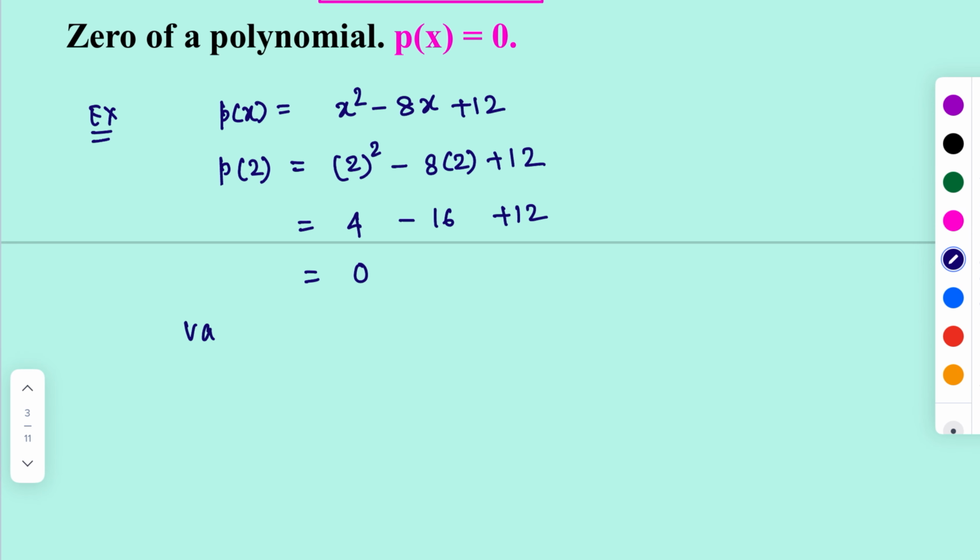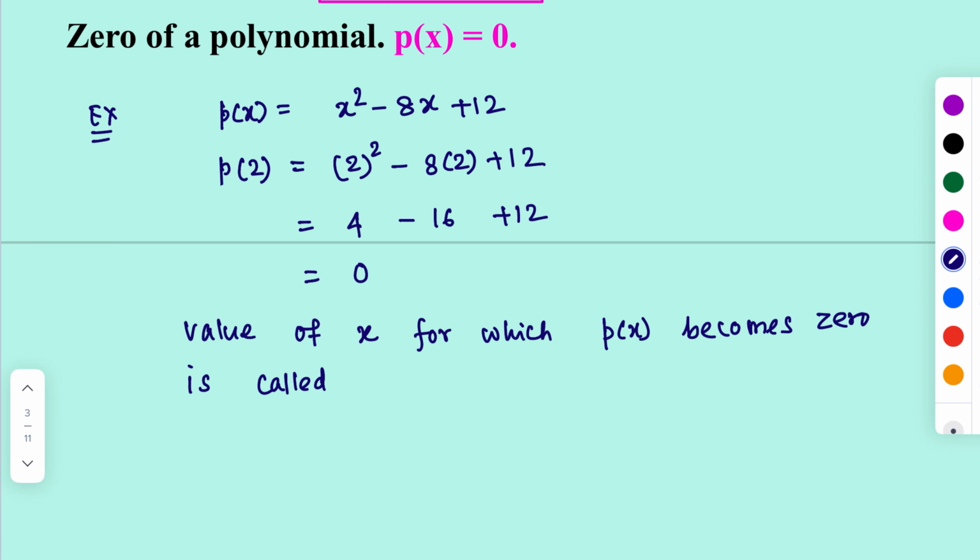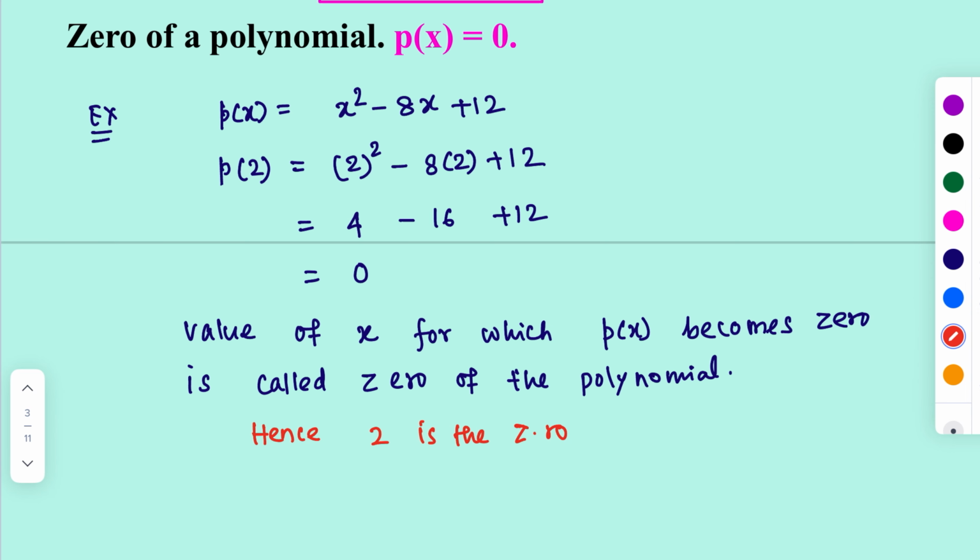So a value of x for which p of x becomes 0 is called a zero of the polynomial. Hence 2 is the zero of p of x.